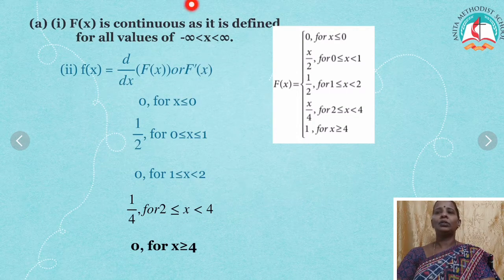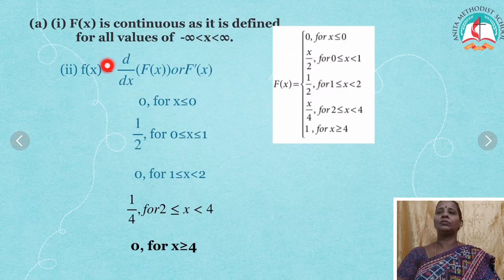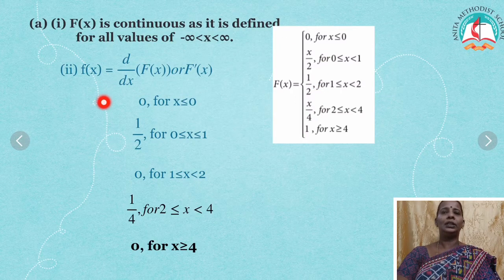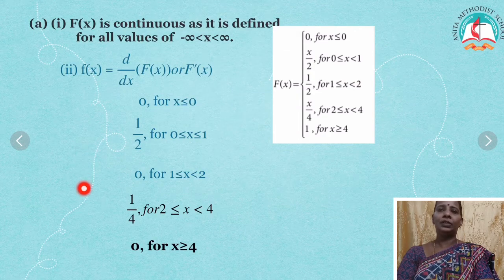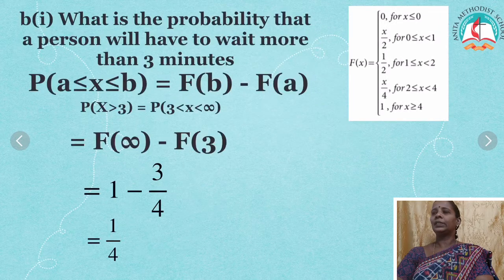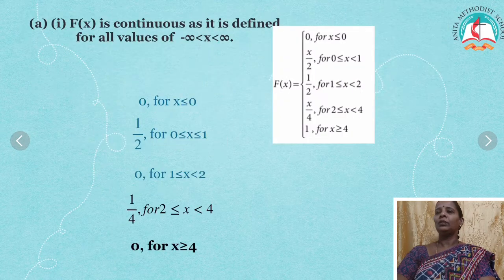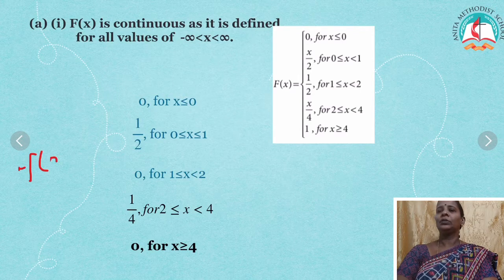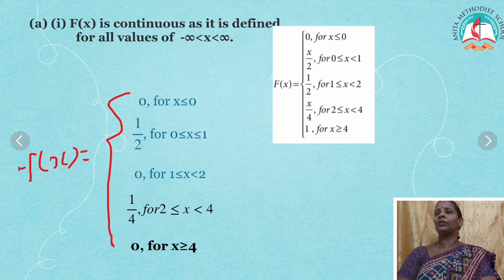From small f of x to capital F of x is integration, and from capital F of x to small f of x it is differentiation. Okay, you have to do the differentiation. Now the next step will be: f of x is equal to, and you have to go for differentiation.